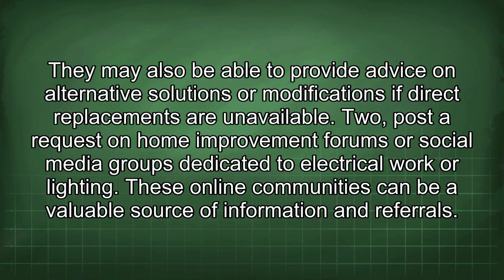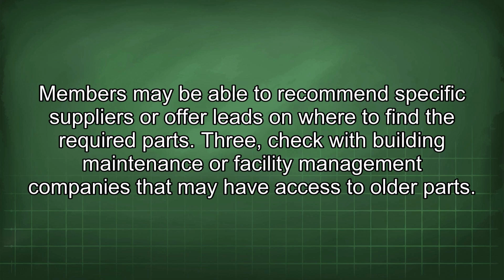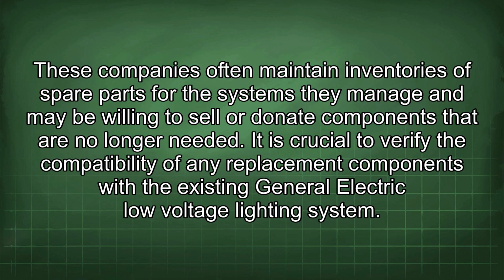2. Post a request on home improvement forums or social media groups dedicated to electrical work or lighting. These online communities can be a valuable source of information and referrals. Members may be able to recommend specific suppliers or offer leads on where to find the required parts. 3. Check with building maintenance or facility management companies that may have access to older parts. These companies often maintain inventories of spare parts for the systems they manage and may be willing to sell or donate components that are no longer needed.